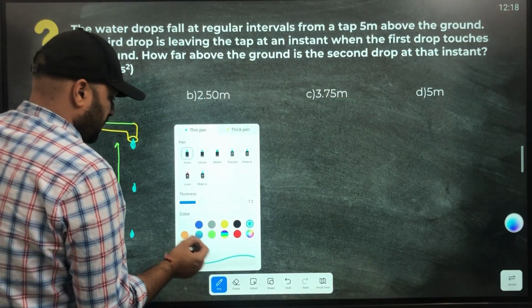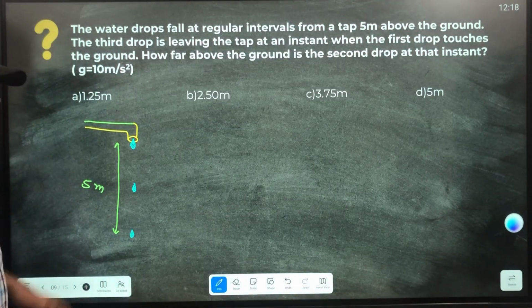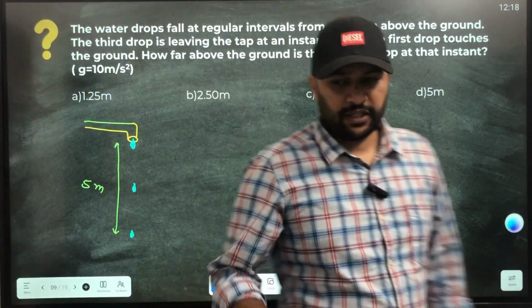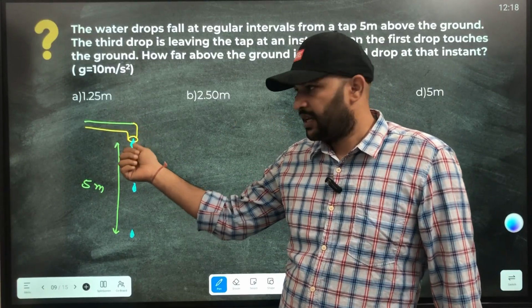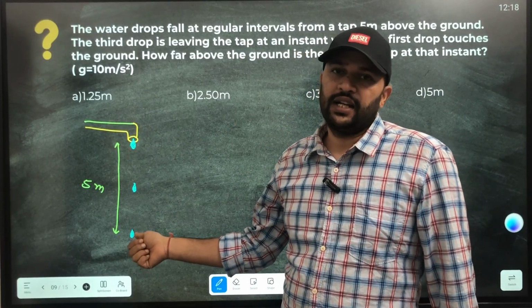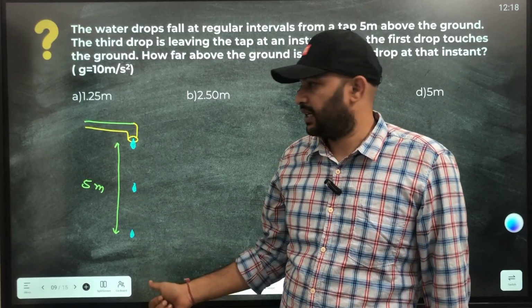Great. So I hope you are clear with the basics. Let me read this part again and let me explain the concept. The question says there is a tap, and from that tap water drops are falling down at equal intervals. It has to be equal intervals, right?